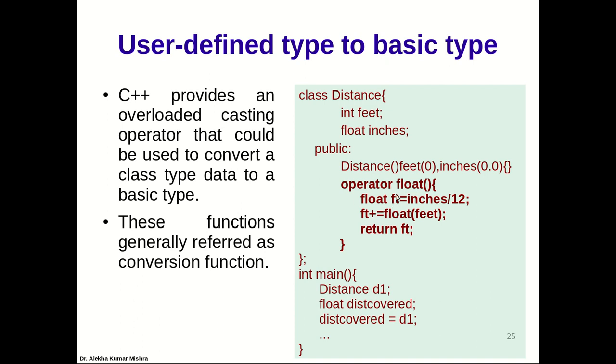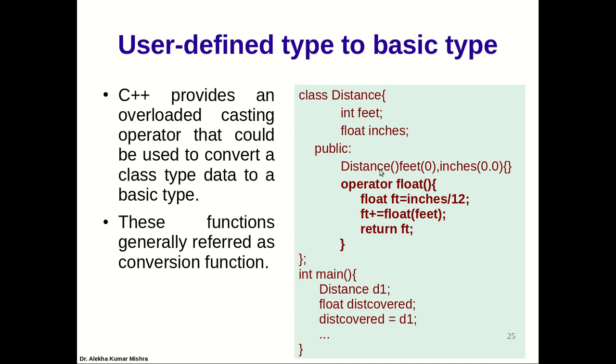So it should be the operator keyword and then the type. You don't mention a return type here; we actually mention the type after operator. When an operator keyword is followed by a type, with the function definition, it is understood that an object of this class can be converted into this type using the following statements. So here it is converted into float. This is the logic for converting into float. It's up to you how you define the logic.